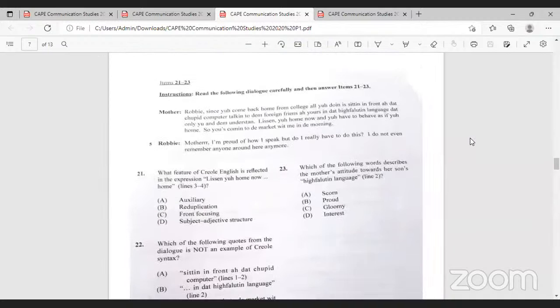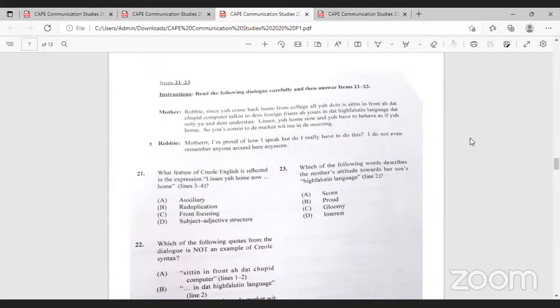Moving on to this extract. Something between mother and Robbie. So mother says, Robbie, since you come back home from college, all you're doing is sitting in front of that stupid computer talking to them foreign friends of yours in that highfalutin language that only you and them understand. Listen, you're home now and you have to behave as if you're home. So you're coming back to the market with me in the morning. Robbie says, Mother, I'm proud of how I speak, but do I really have to do this? I do not even remember anyone around here anymore.